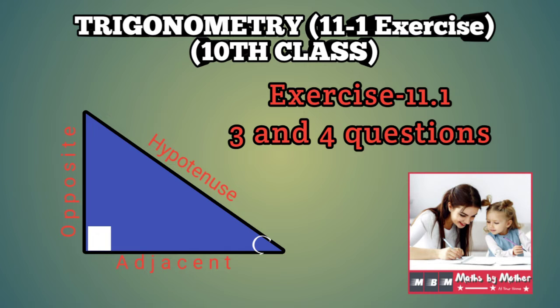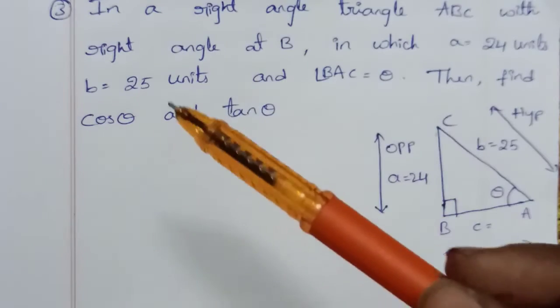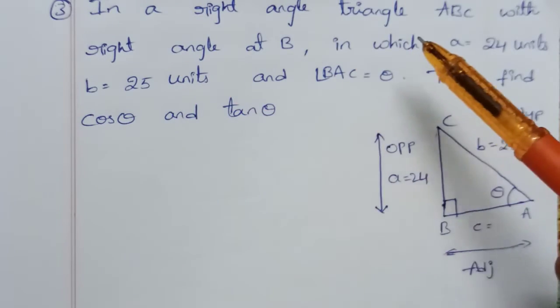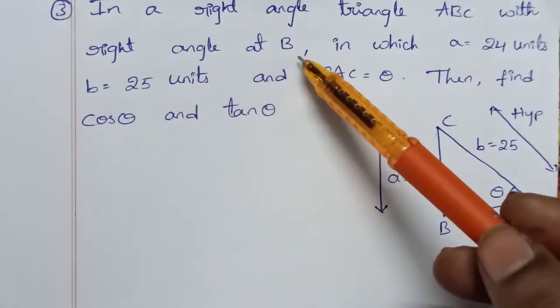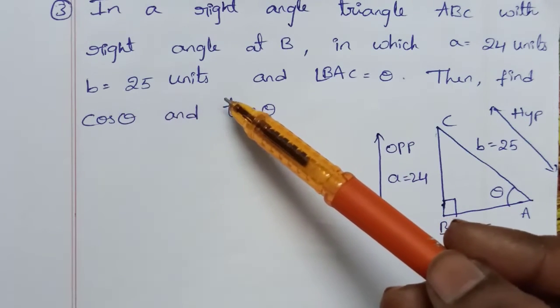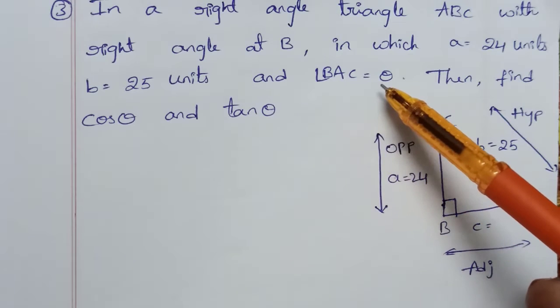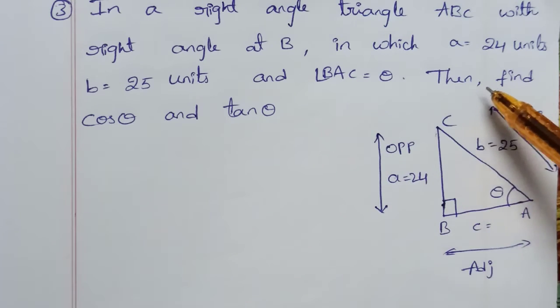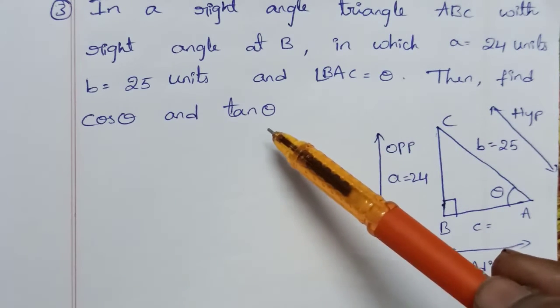Let's get into the topic. Problem number 3. In a right angle triangle ABC with right angle at B, in which A is equal to 24 units, B is equal to 25 units and angle BAC is equal to theta. Then find cos theta and tan theta.